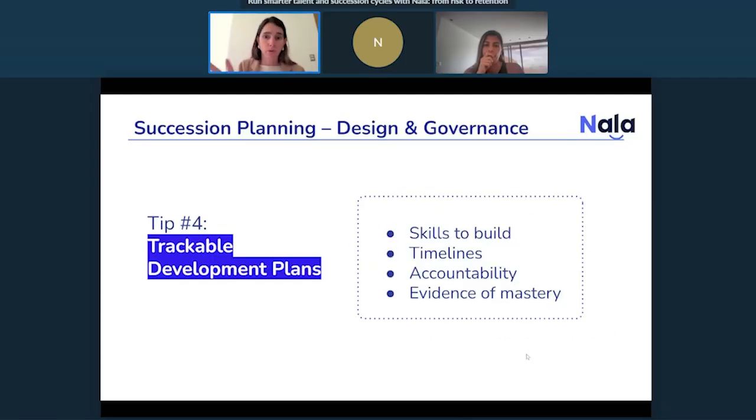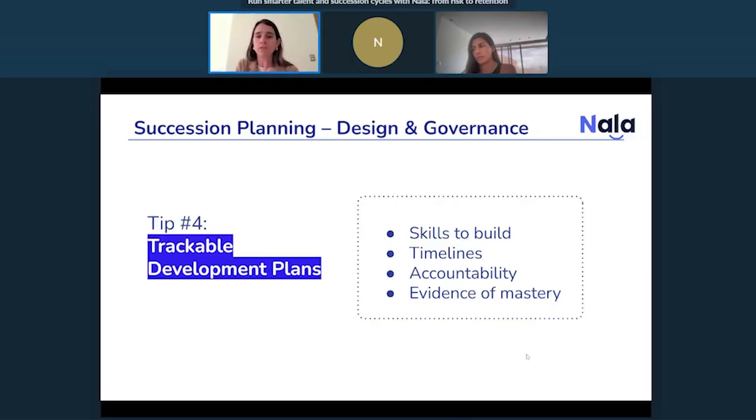Tip number 4. Now let's go to the execution piece, okay? It's important to have trackable development plans. So if you have the framework and you design a succession plan and you have an idea of the main areas that you are going to work on, eventually this needs to be something that is trackable and that you can monitor. So some of the recommendations we make, and you can think of this as 4 things that you need to put in a development plan.